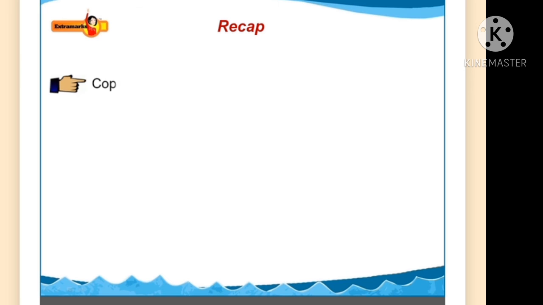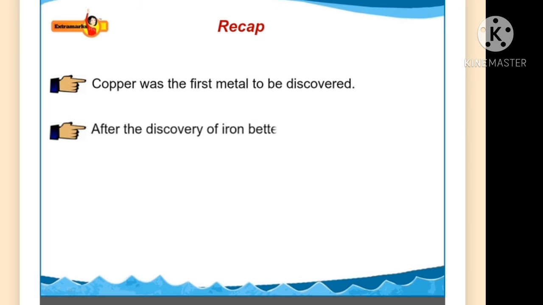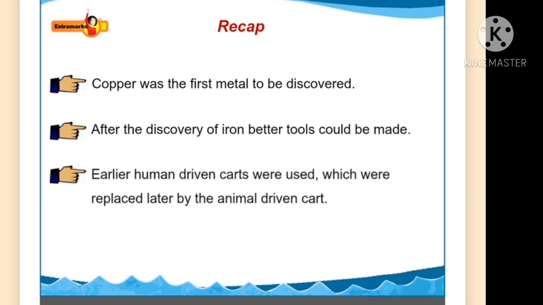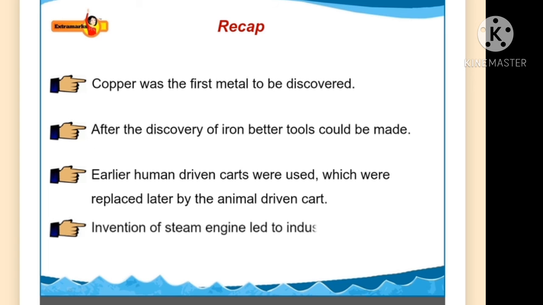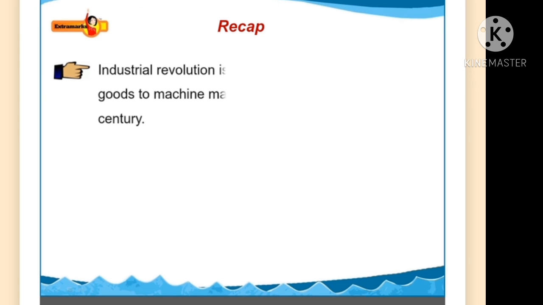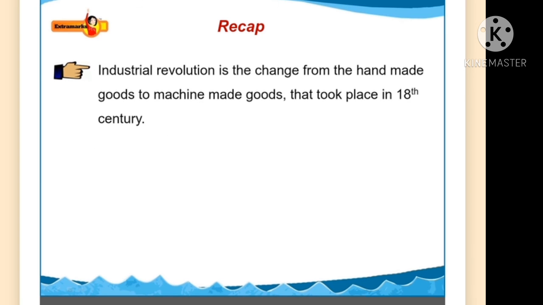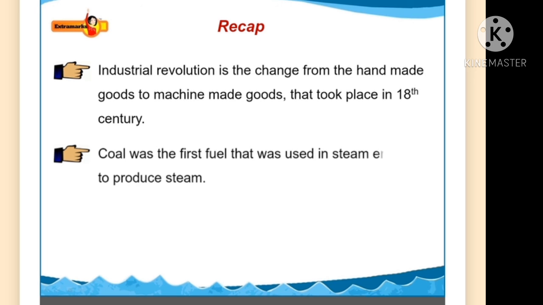Recap. Copper was the first metal to be discovered. After the discovery of iron, better tools could be made. Earlier, human-driven carts were used, which were replaced later by the animal-driven cart. Invention of steam engine led to industrial revolution. Industrial revolution is the change from the handmade goods to machine-made goods that took place in the 18th century. Coal was the first fuel that was used in steam engines to produce steam.